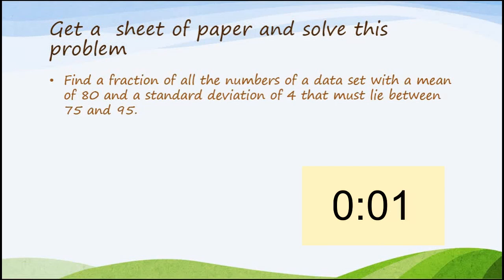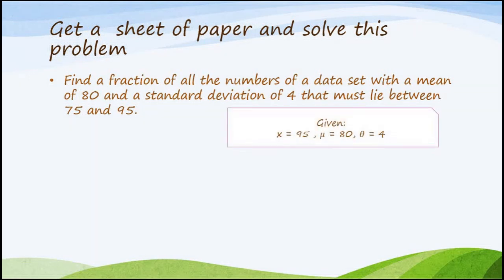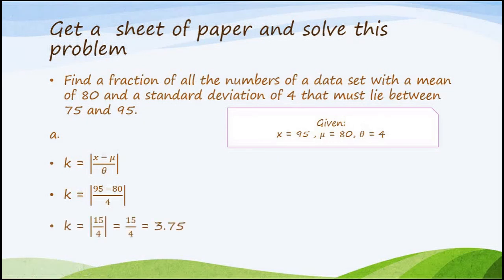Okay, let's answer this problem. For the given, x is equal to 95, mu is 80, and theta is equal to 4. Okay, let's find the value of k first. k is equal to the absolute value of x minus mu over theta. k is equal to the absolute value of 95 minus 80 over 4. That would be the absolute value of 15 over 4, which is equal to 15 over 4, and eventually it is equal to 3.75.